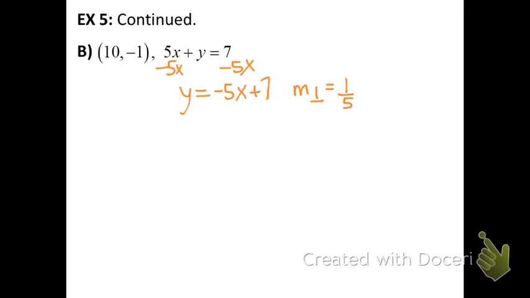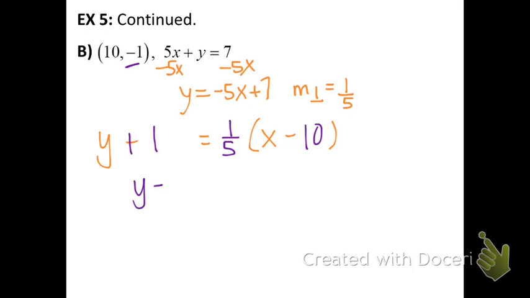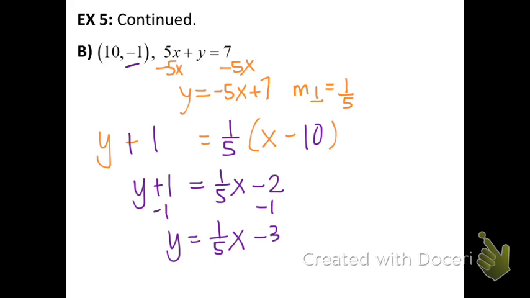We use that in our point that was given, and we're going to fill in this equation. So we'll go ahead and say that our y1 here is this negative 1, so we have a minus a negative, so it becomes plus 1. Our slope is 1/5, and x minus 10. So we distribute the 1/5 through, and 1/5 times negative 10 gives us negative 2. Subtract 1 from both sides, and we get 1/5 x minus 3.